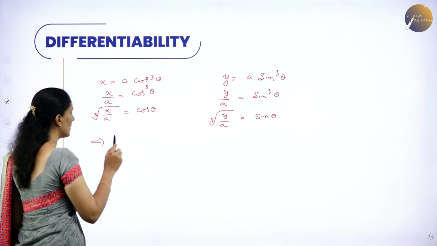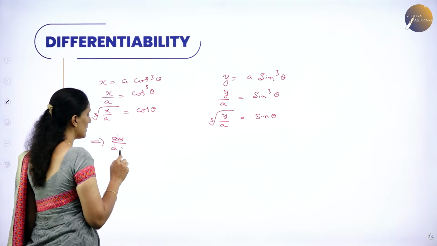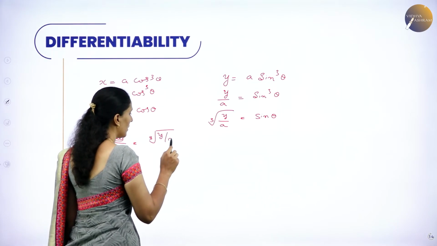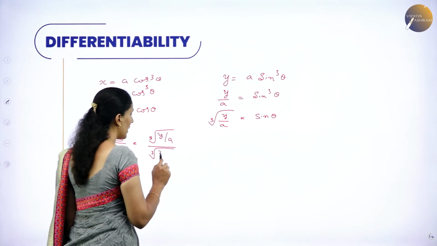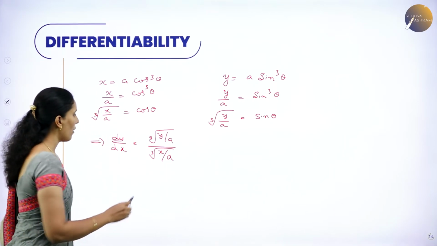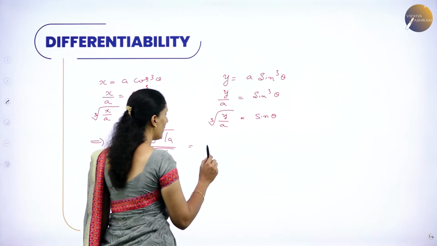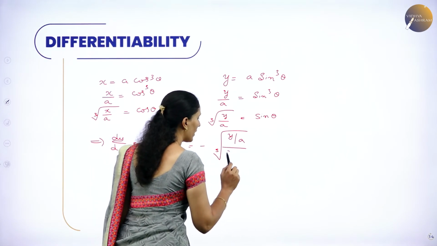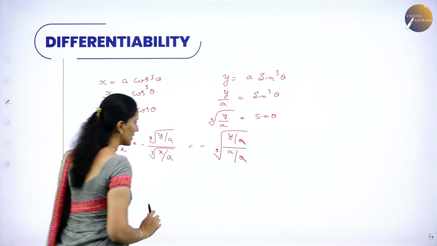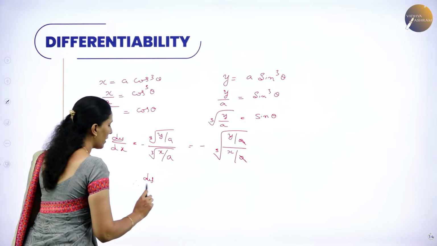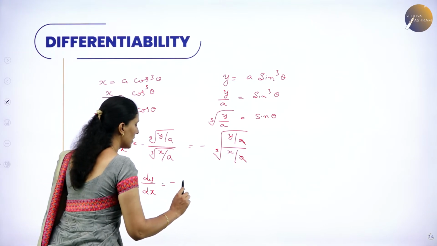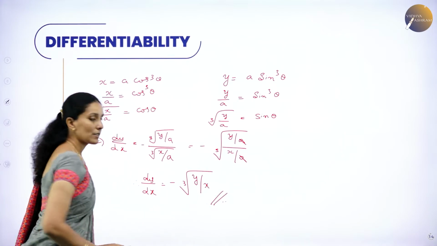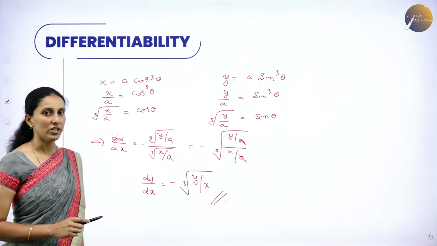So this implies dy by dx is equal to cube root of y by a divided by cube root of x by a. So we have minus, thus we have minus cube root of y divided by a over x by a gets cancelled. So therefore dy by dx can be written as minus cube root of y divided by x. Hence the equation is proved.